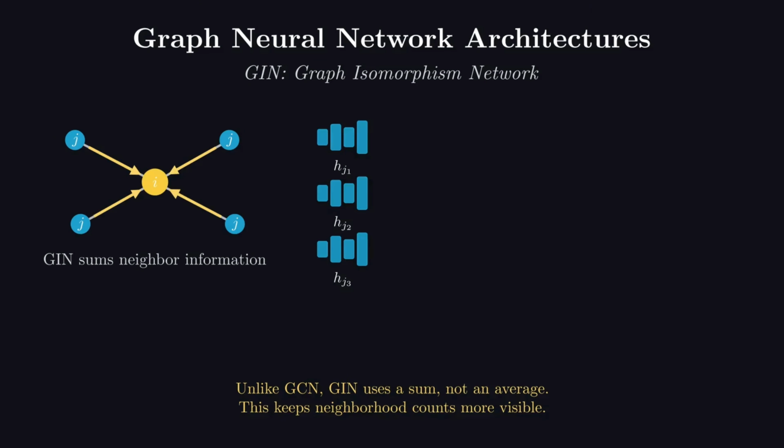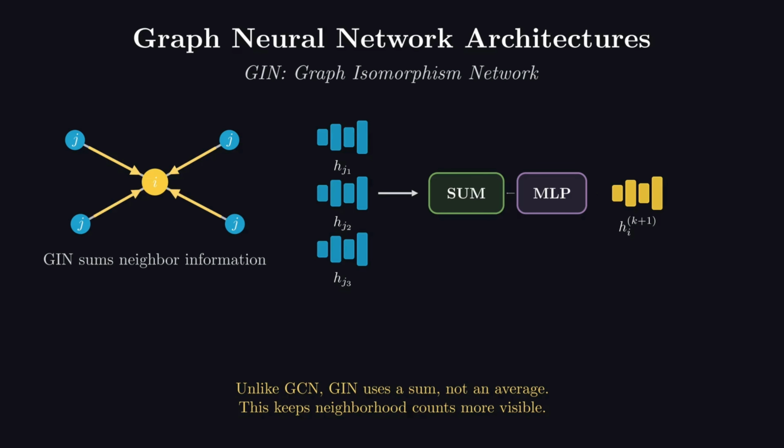In the middle, the blue bars represent neighbor embeddings. These embeddings are first summed. Then the summed neighborhood information is passed through an MLP. This is important because summation preserves more information about how many neighbors contribute to the representation. For example, if two neighborhoods have similar average features, an averaging method may map them to similar representations. But if one neighborhood has more nodes than the other, the sum can still capture that difference.